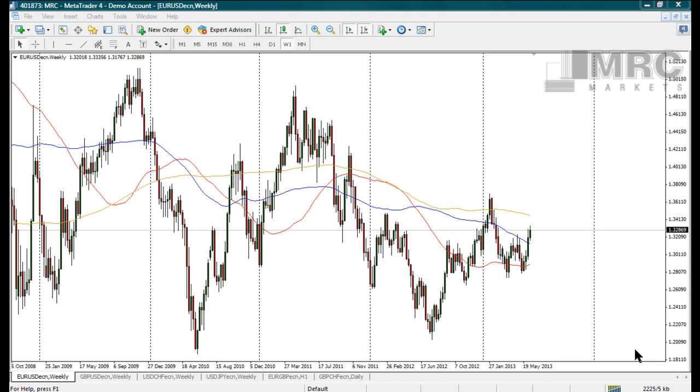For any new followers out there, we have 3 moving averages in each of these charts. The red one is a 50 simple moving average, the blue is a 100 simple moving average, and the gold is a 200 simple moving average.